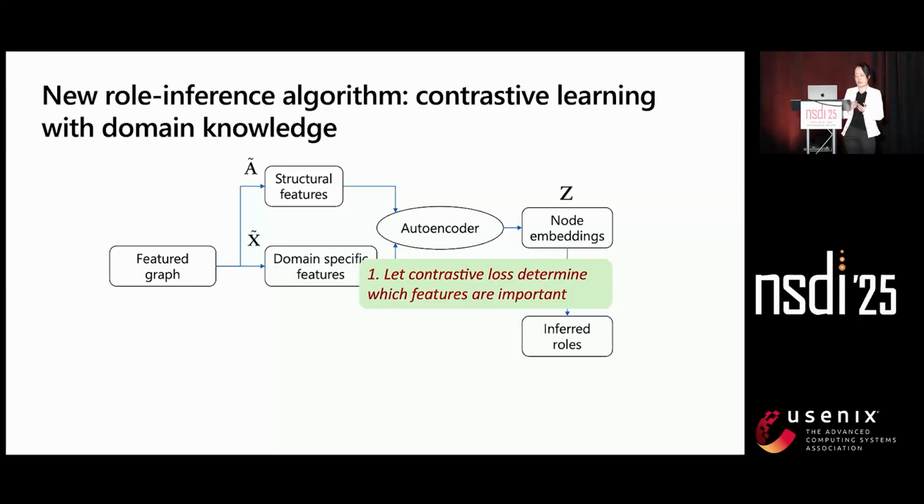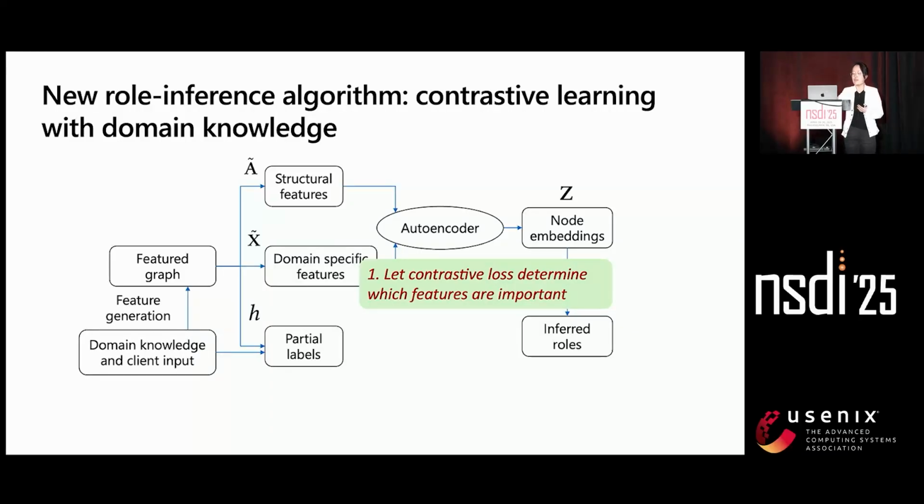We're just putting them all in the autoencoder, and we let the contrastive loss help us decide which features are the most important. Second, we want to use the domain knowledge that exists in our graph. As I said, it can be some IP addresses or some tags or names that help us create these partial labels. With those partial labels, we can have the contrastive loss, and with the autoencoder, put all three things together and help us learn an embedding space.